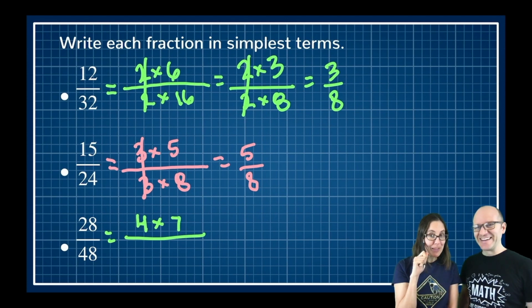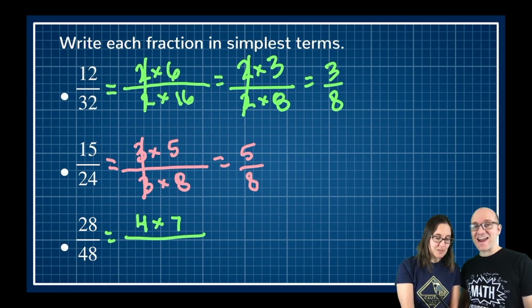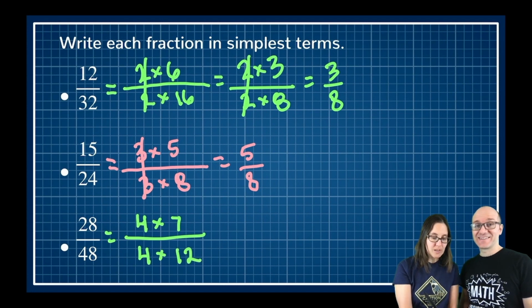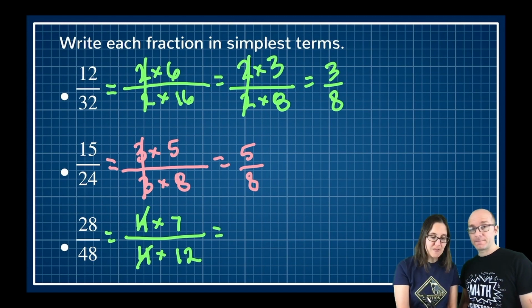Good. I had to think about that for a minute. I'm a little rusty with my multiplication, especially when I'm being filmed. And 48 is 4 times 12. And I can glue those slices together or cross off my 4's and I get 7/12.